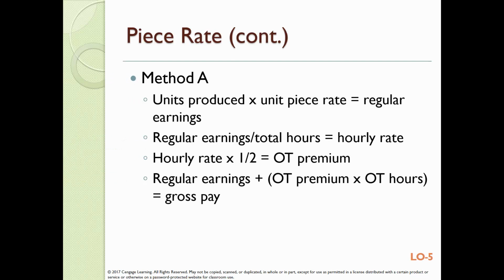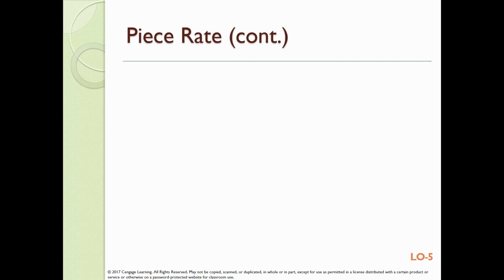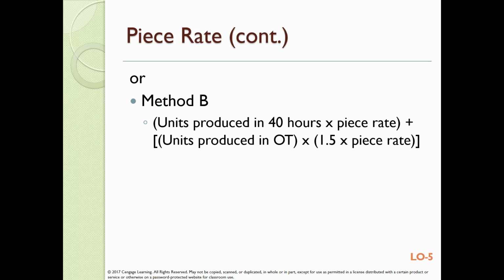One method uses this idea that I was just talking about, an overtime premium. The second method basically looks at two different rates. Everything that I make or produce in the first 40 hours, I'm paid at my standard rate. And anything that I make or produce over 40 hours, I'm paid at my standard piece rate times 1.5. So the two methods are going to yield something pretty close, but not exactly the same. All right, let's try an example.